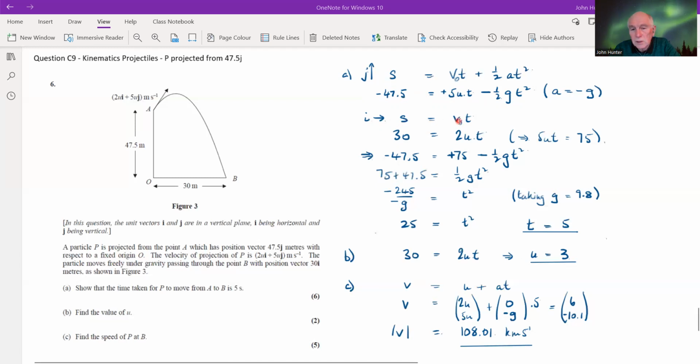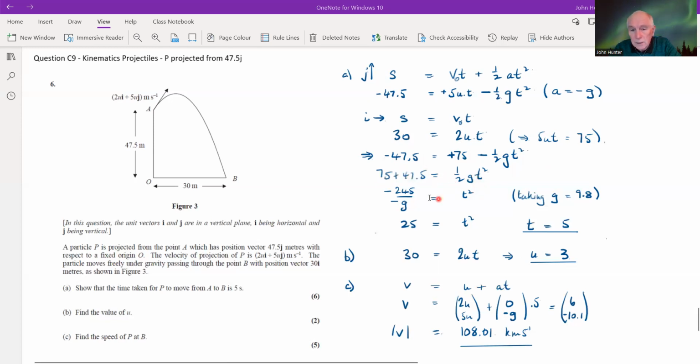Distance equals initial velocity times time. The initial velocity, of course, when velocity is constant in the rightward direction anyway, but we're just referring to it as the initial velocity. So substituting those in, and this time 30 is positive, equals 2ut. Now that gives us, with a bit of rearrangement, 5ut equals 75. And the reason for doing that is simply we've got 5u here, so we can just substitute that and eliminate u from our equation. So if we do that, we get this as a 75 instead, and rearrange that.